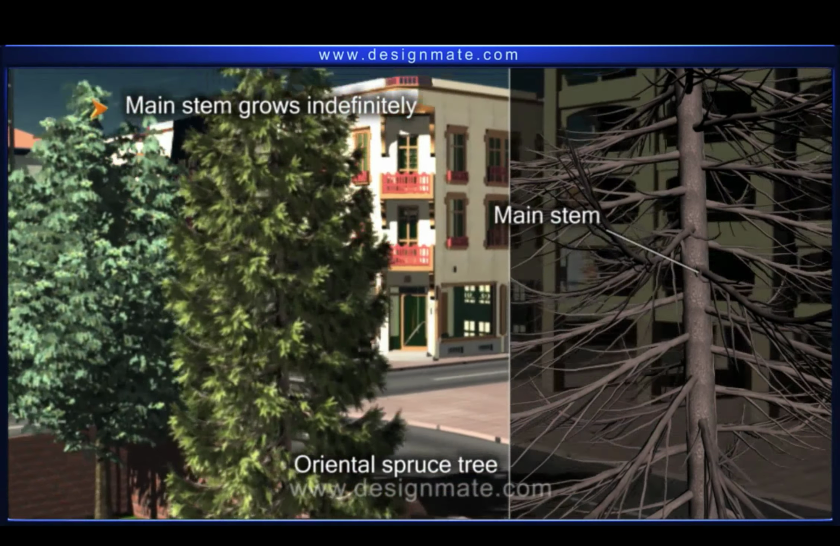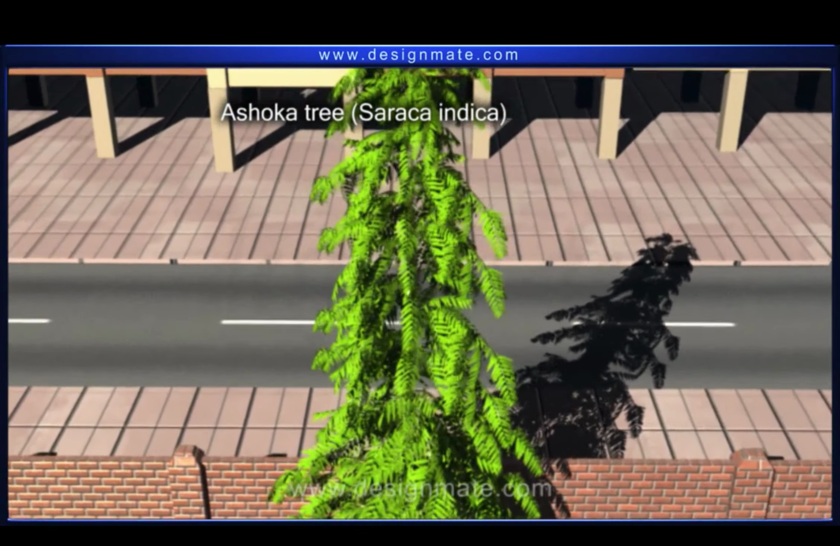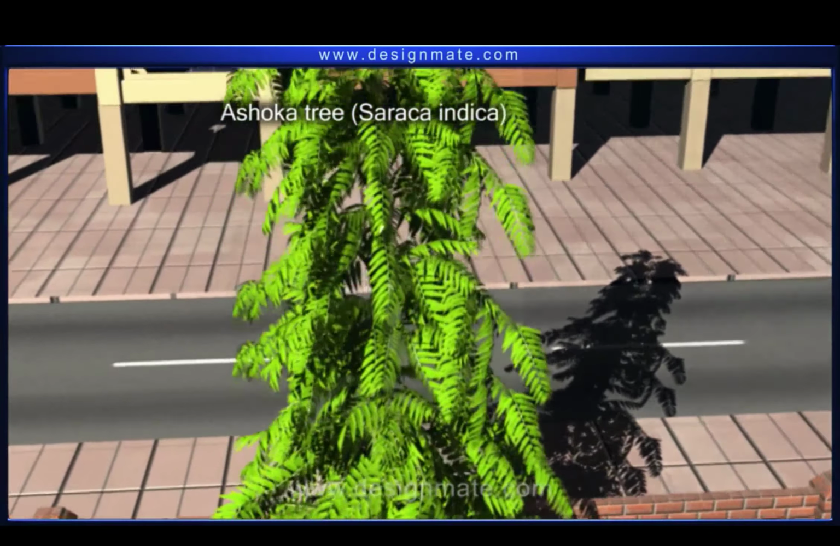Now let us have a look at the Saraca indica, the Ashoka tree. The branching pattern in this tree shows that the growth of the main stem is definite. But there are several lateral branches. Here, the lateral branches develop on one side only, and only one lateral branch is produced at a time. This type of lateral branching is known as uniparous helicoid cyme.